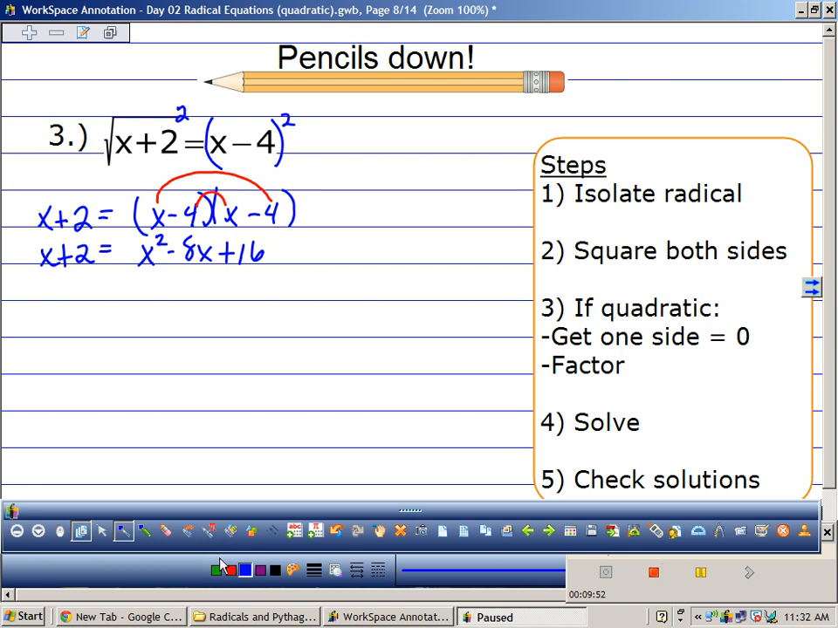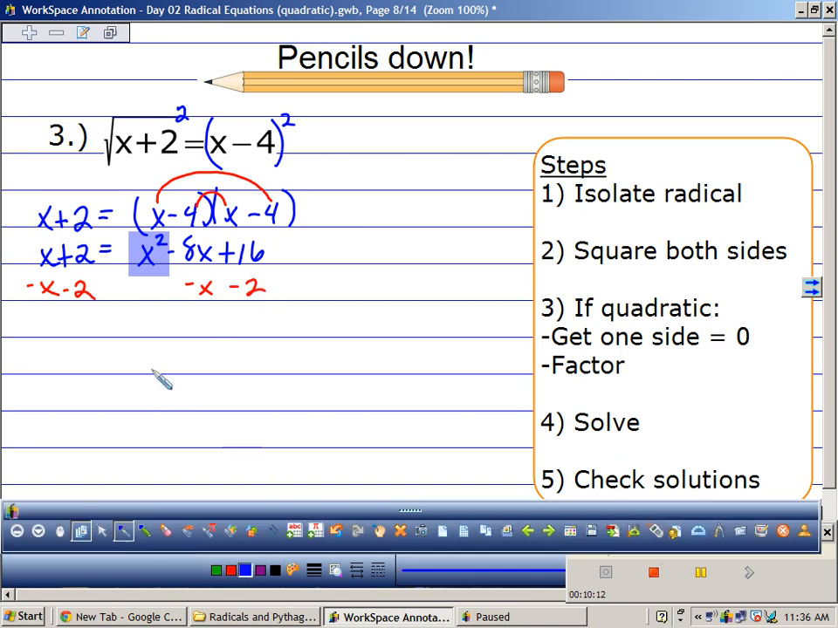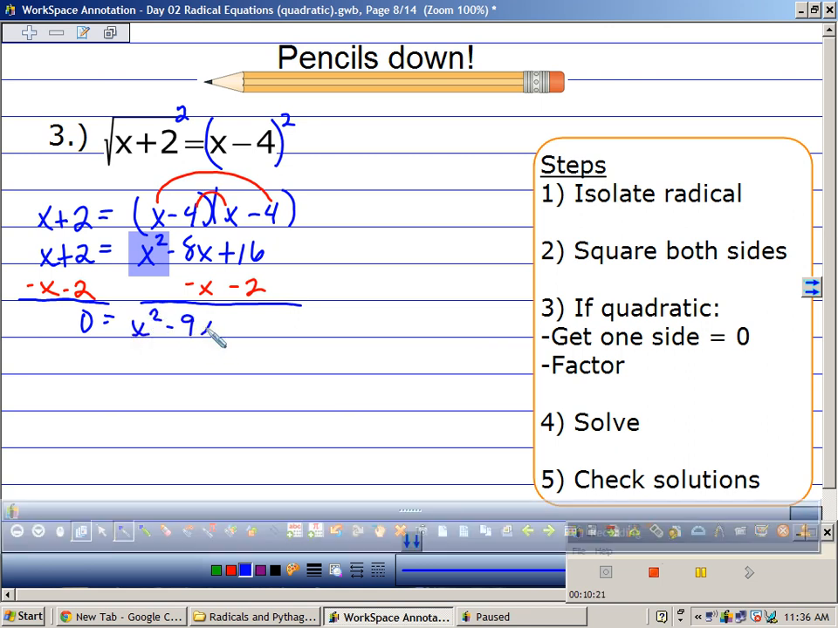Okay, now what? What can I not move? I can't move the x squared, so I gotta move everything over to the other side. Negative x, negative x, negative 2. Negative 2, negative 2. Mario, why are you asking a question right in the middle? Yeah, thank you. So 0 equals x squared minus 9x plus 14. Factor that.